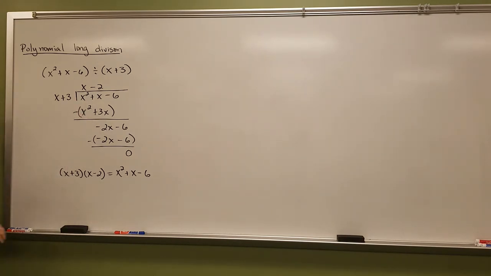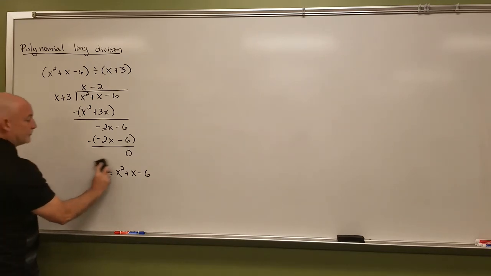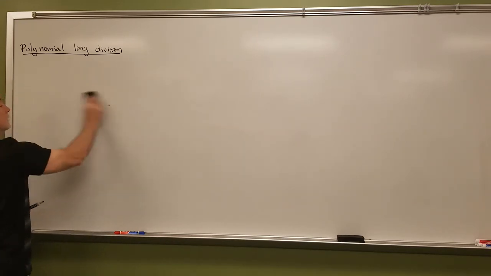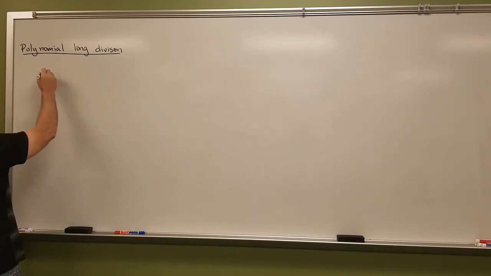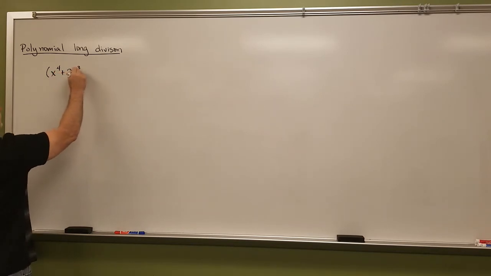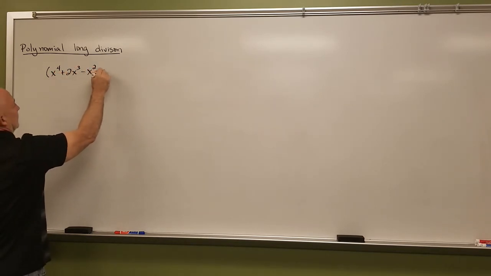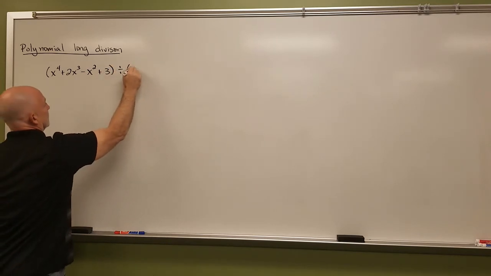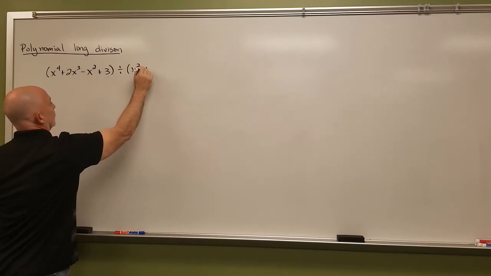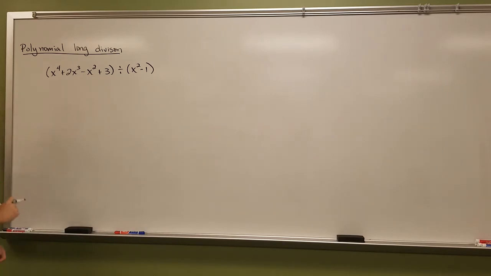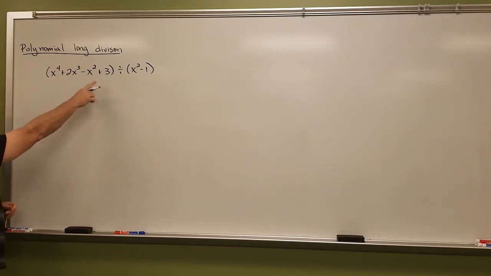All right, let's take a look at one more example, maybe a little bit more difficult than this one. Let's start out with x to the 4th plus 2x cubed minus x squared plus 3, divided by, let's do x squared minus 1. All right, so again, this one's a lot harder than the last one you tried, so hit pause and see how we can do on here. Make sure that if you have any missing powers, you put zeros in underneath the division bar. So hit pause and give it a shot.